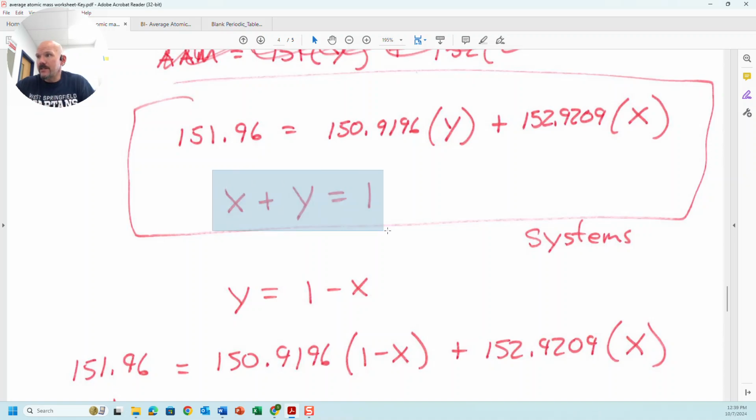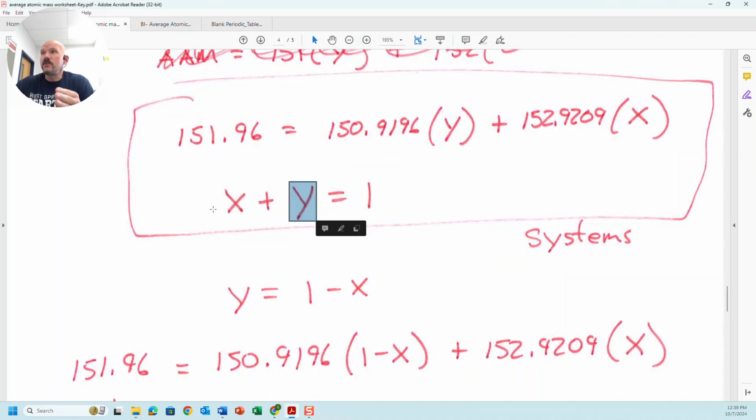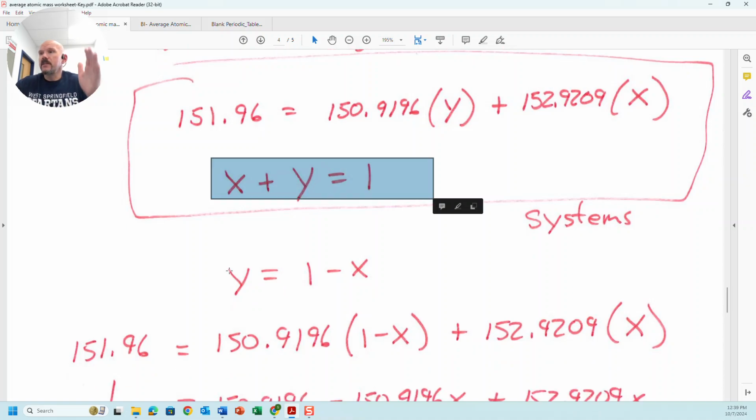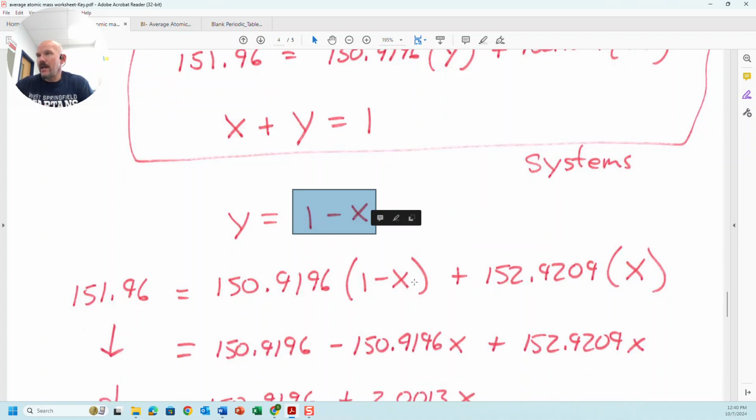So what I'm going to do is I'm going to take this equation and I'm going to solve for Y in terms of X. So I'm going to take this equation and I'm going to get Y on its own side. So I'm going to say Y equals 1 minus X. So instead of putting Y in this equation, I'm going to put 1 minus X there instead. So now I have the average atomic mass that they gave me, the mass number times 1 minus X, plus the mass number times X.